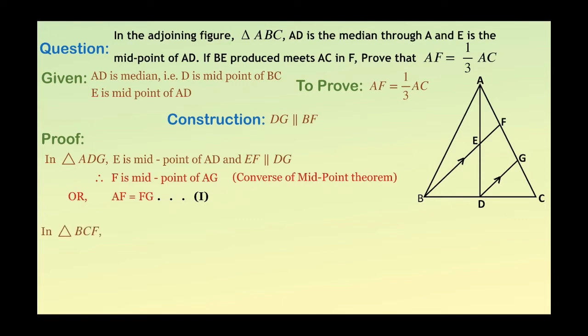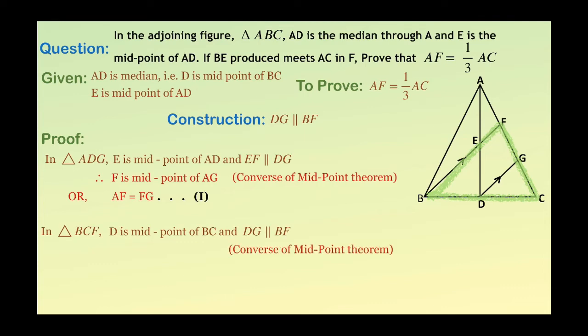Now if we look at the triangle BCF, it is given that D is the midpoint of one of the sides in this triangle, that is BC, and we have constructed DG as parallel to another side of this triangle, that is BF. So again by converse midpoint theorem, we can write G as the midpoint of the third side, that is FC. Or if G is midpoint, we can say FG equals GC. Let's say this as equation 2.